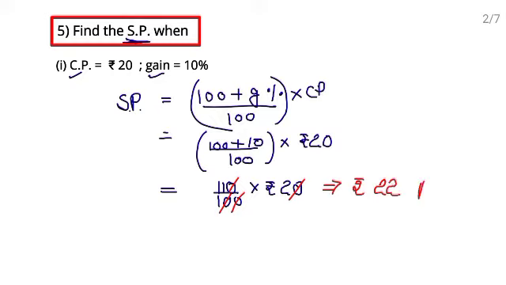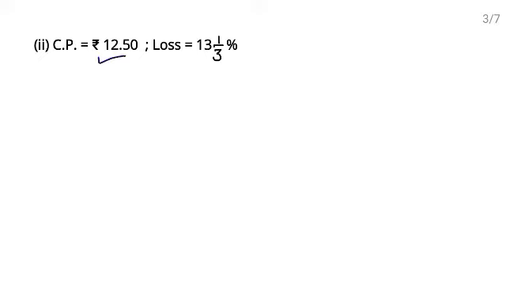The next part of question number 5 is, the cost price is given and now they have given loss percent, and this loss percent is given in the form of a mixed fraction. So first of all, can you write this mixed fraction as an improper fraction? 13 3s are 39 plus 1, 40 upon 3 percent. This is the loss percent.